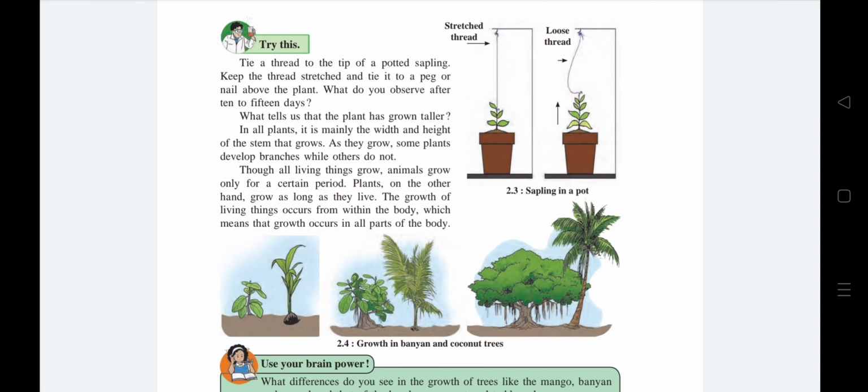One tree is growing tall. Which one? The coconut tree is growing tall. And the banyan tree is growing wide. It is growing broad enough. So all the trees or all the living organisms are different from each other. They show different kinds of growth. Though they require the same years to grow, they show different types of growth.